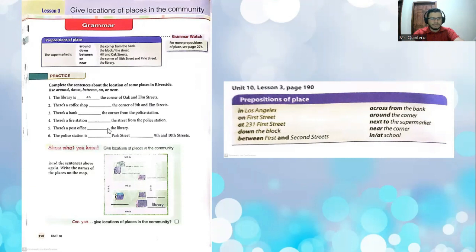Cerca de la librería. The police station is between, or which one? Can you tell me what is the correct one? The police station is between Park Street and 9th and 10th Streets.